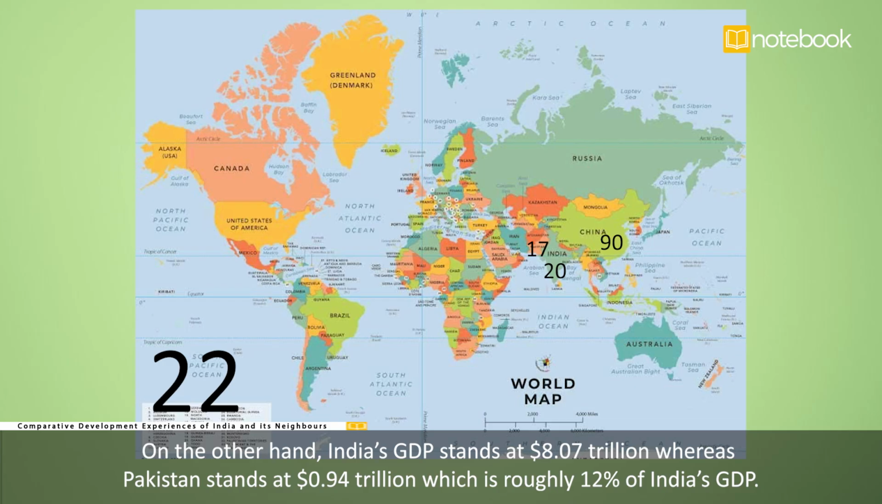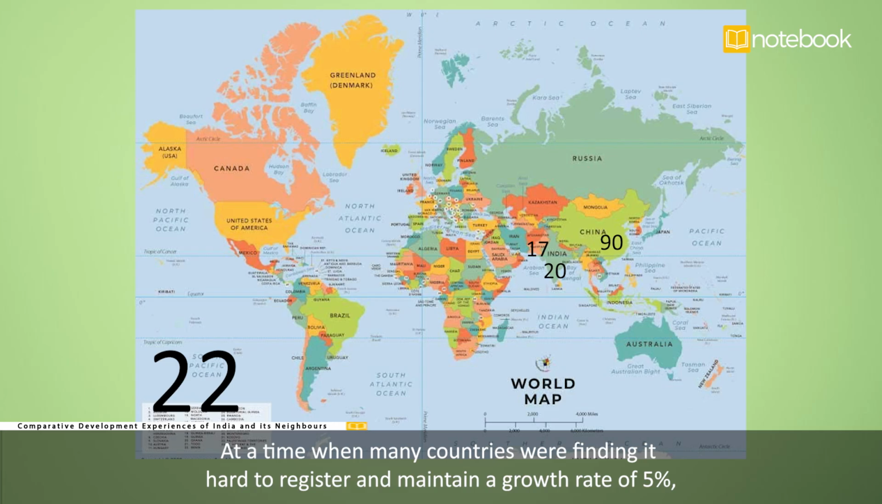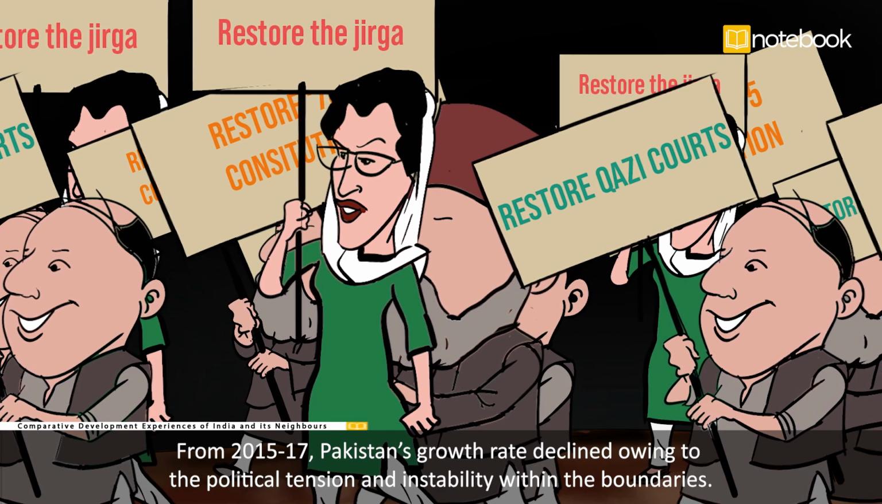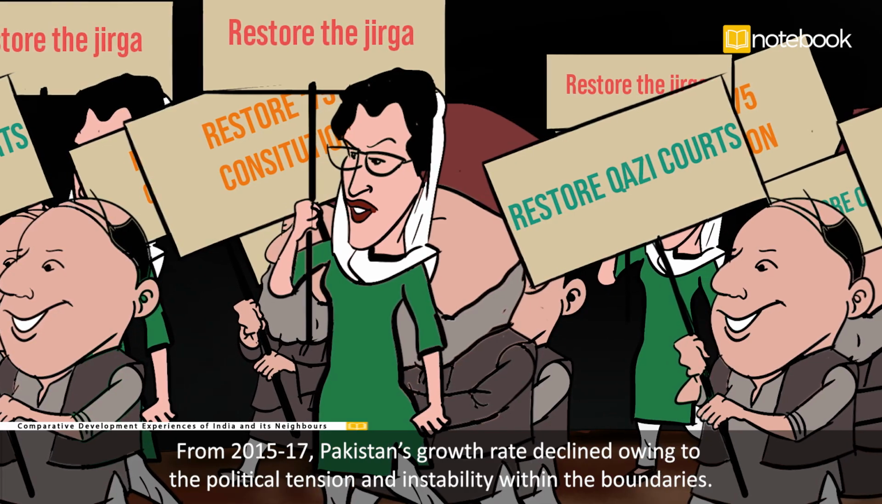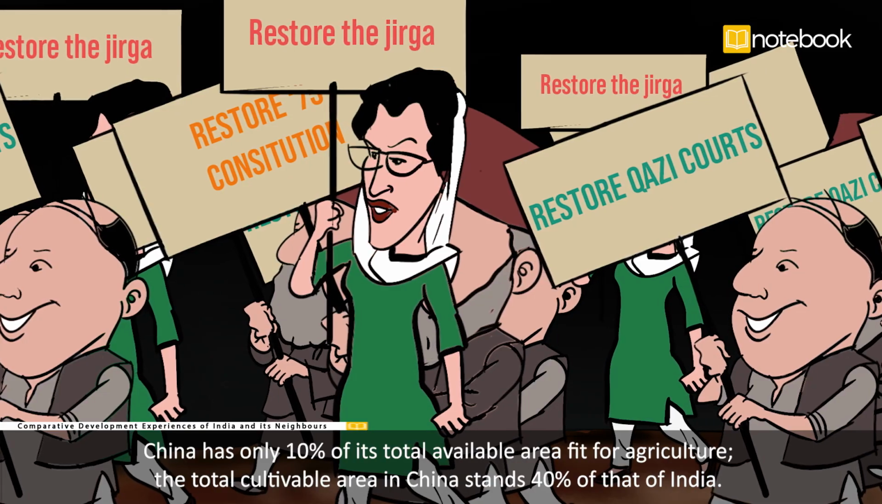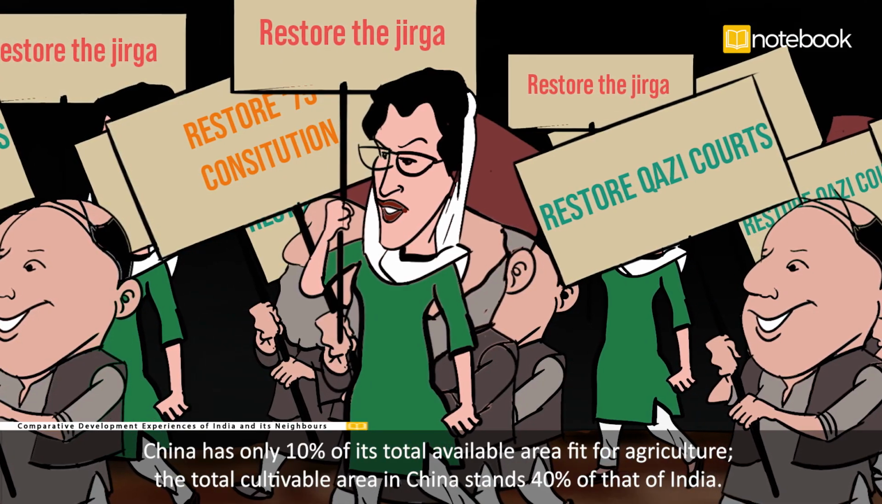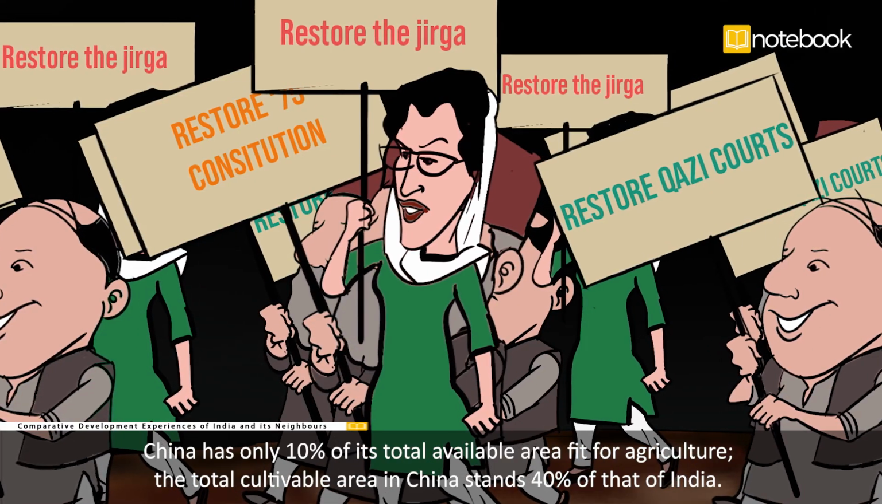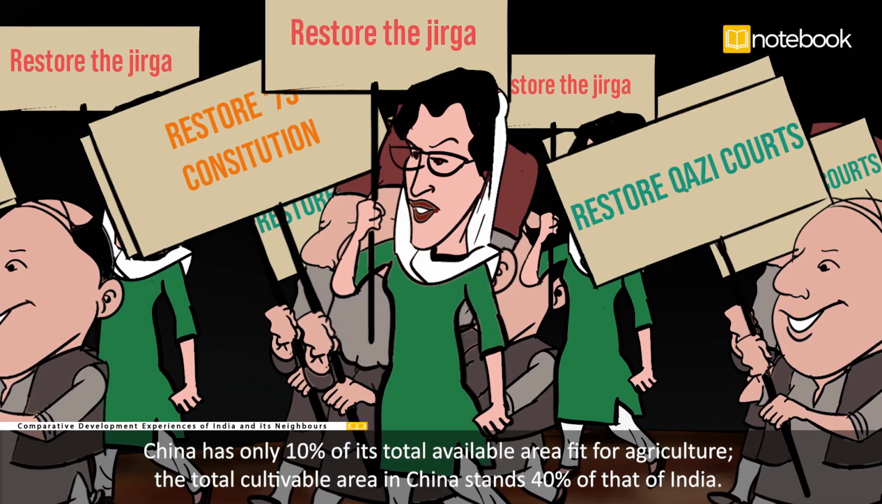At a time when many countries were finding it hard to register and maintain a growth rate of 5%, China was maintaining a near double growth rate of 10.3% for almost a decade or so. From 2015 to 17, Pakistan's growth rate declined owing to the political tension and instability within the boundaries. China has only 10% of the total available area fit for agriculture. The total cultivable area in China stands at 40% of that of India.